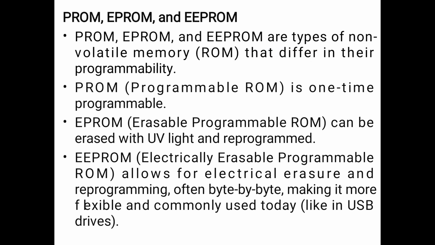PROM, EPROM and EEPROM are types of non-volatile memory that differ in their programming nature. PROM, programmable ROM, is a one-time programmable type of memory, and EPROM is the erasable programmable ROM, which can be erased with UV light and can be reprogrammed. Electrically erasable programmable read-only memory allows for electrical erasure of the program and it can be reprogrammed often byte by byte, making it more flexible and is being used in the common devices that are in use today like USB drives.